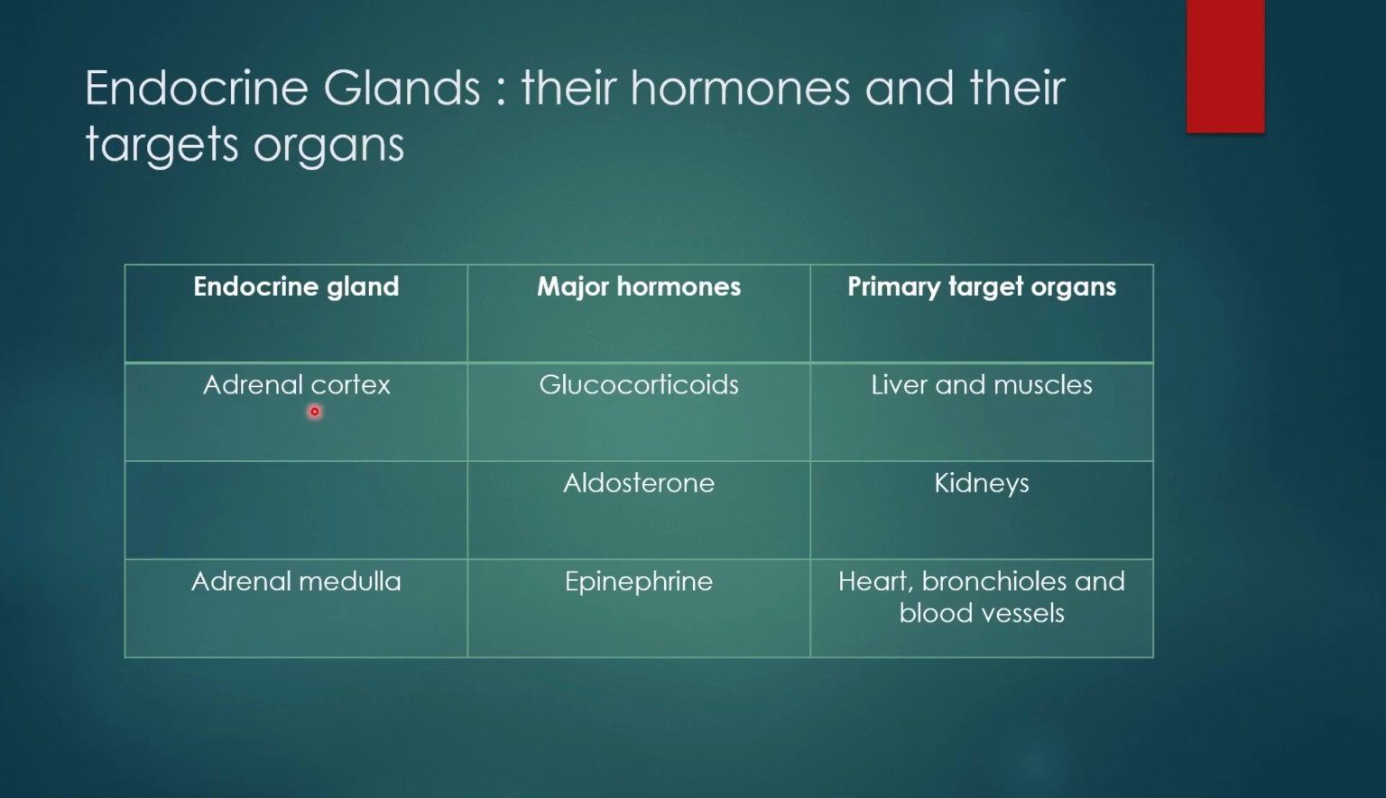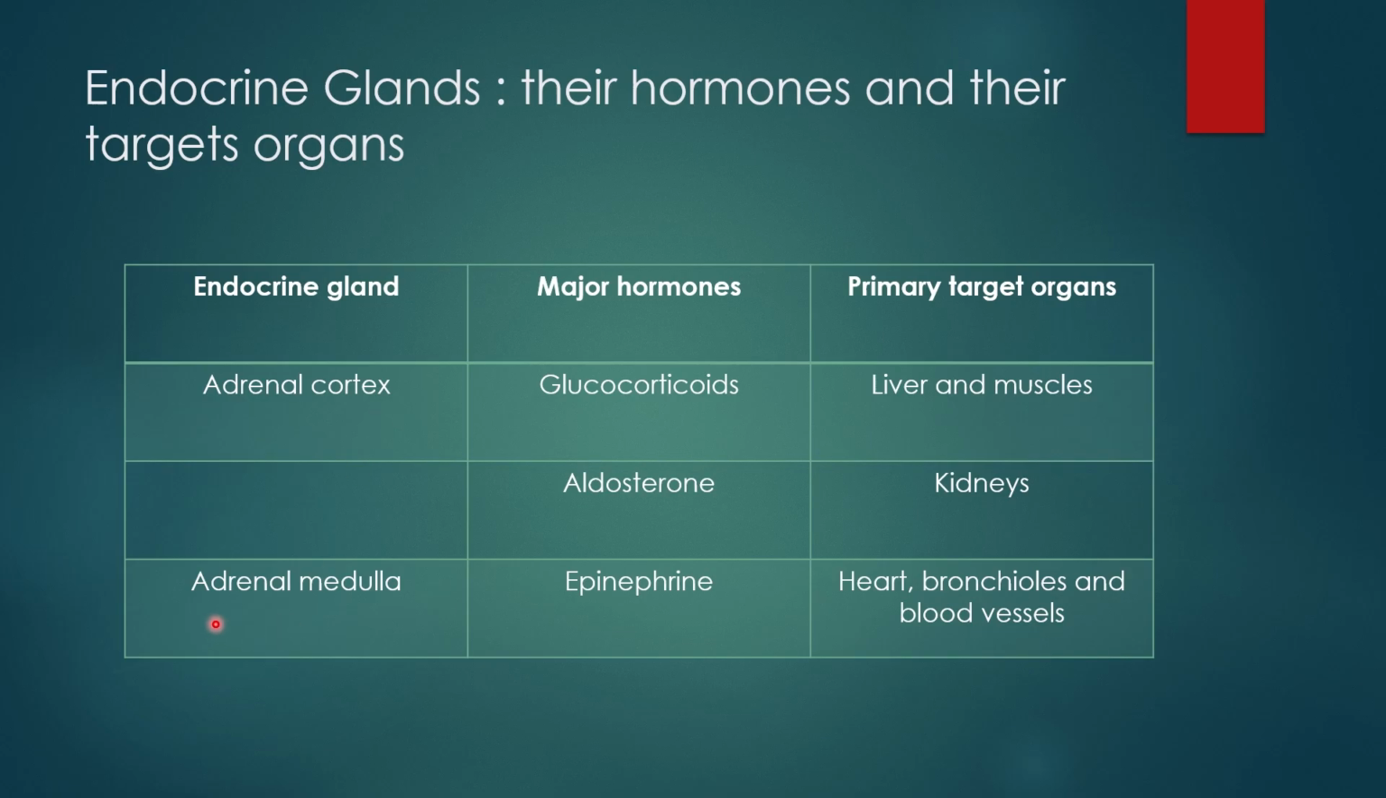Here, I have created a table where in the first column, I have mentioned the endocrine gland, and in the second column, I have mentioned the major hormones produced by these endocrine glands, and in the third column, I have mentioned the primary target organs, where these hormones regulate their functions.